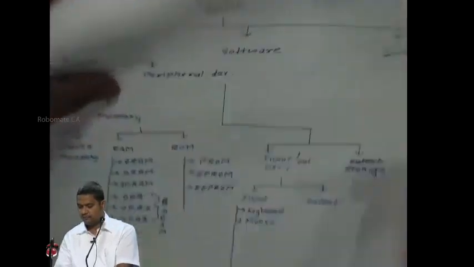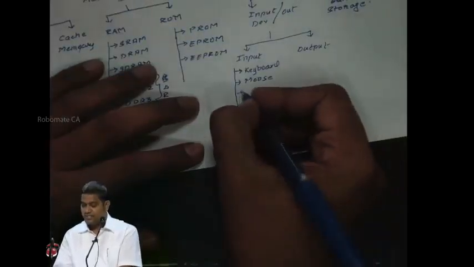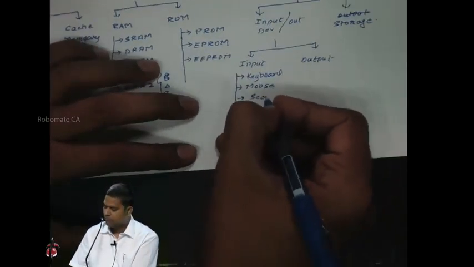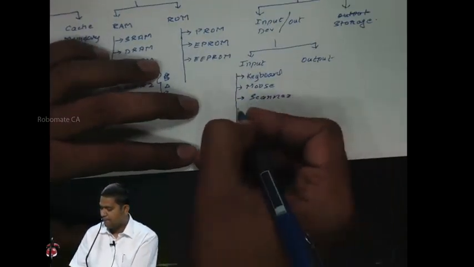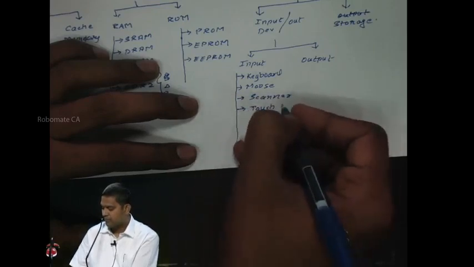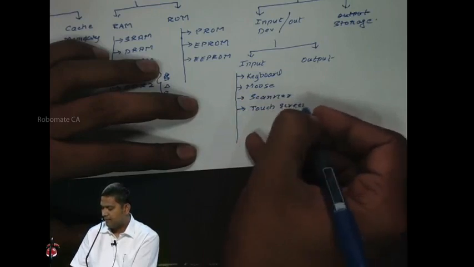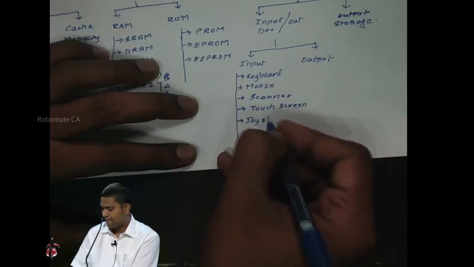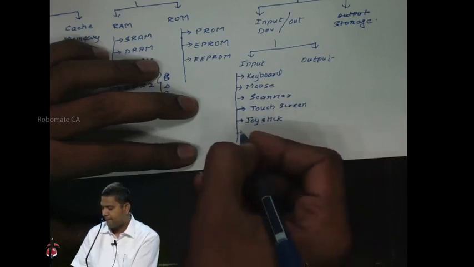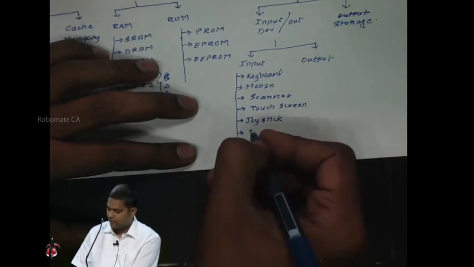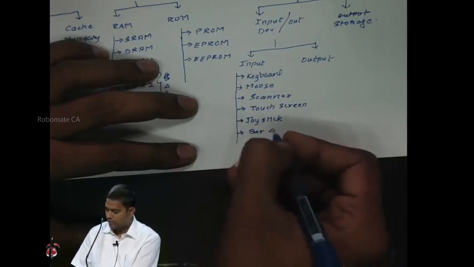Then we have scanner and what? Touch screen and joystick and what? Barcode reader. Hey, wait.